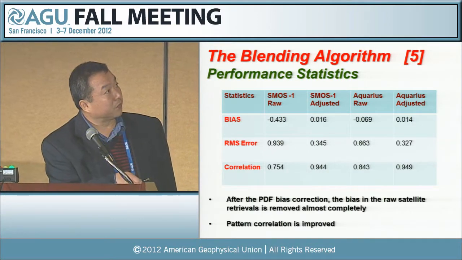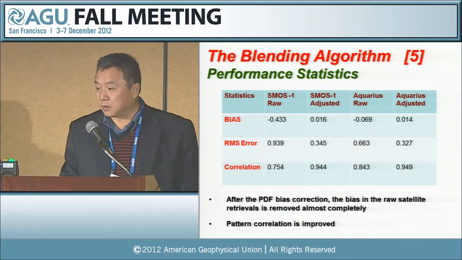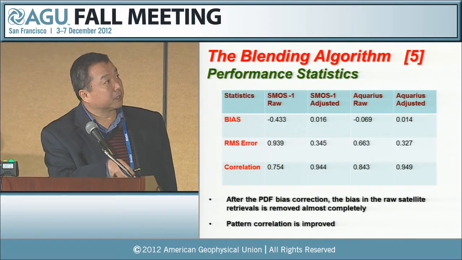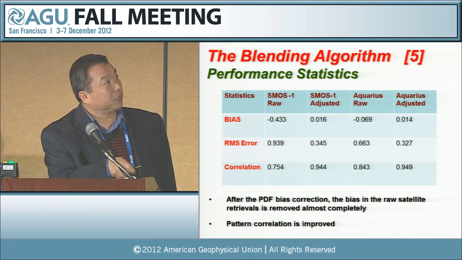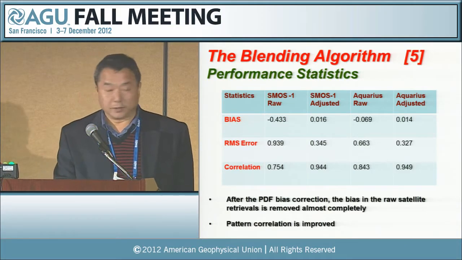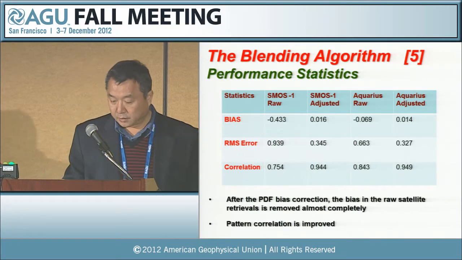What you can find is that this line shows the results for the bias, relative random error, and the correlation. Of course, after the bias collection, the bias in the raw salinity retrievals is gone largely. And the correlation is also improved. You can see correlation is also improved.